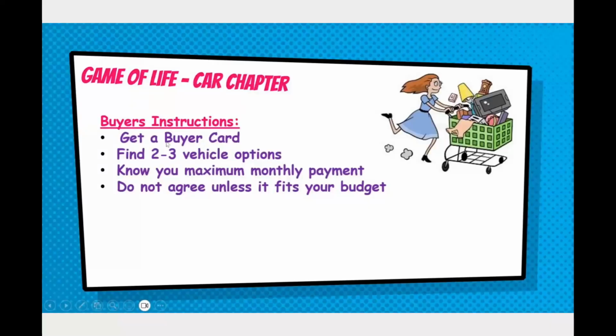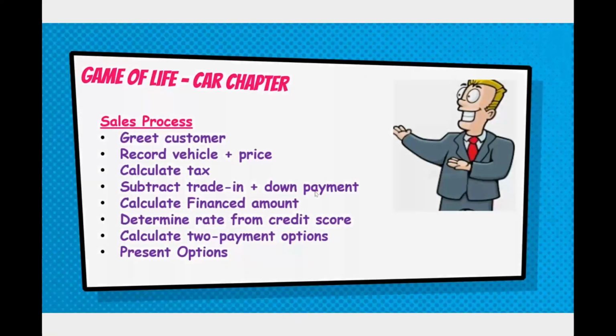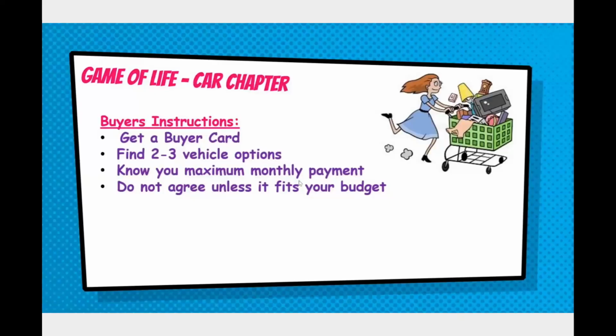That's okay. So the buyer's instruction, you're going to get a buyer's card. You're going to find 2 to 3 vehicle options. You can write them down. Maybe save them in your tabs up at the top so you can show the salesman, because that's what you'll need to see. And then you need to know your maximum monthly payment. Do not agree unless it fits your budget. You're going to go over, once you find that, to a salesman that's available, not towards your friend that's waiting and not finished doing what they need to be doing.